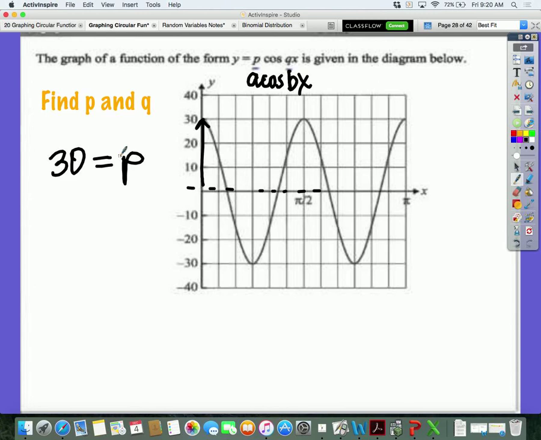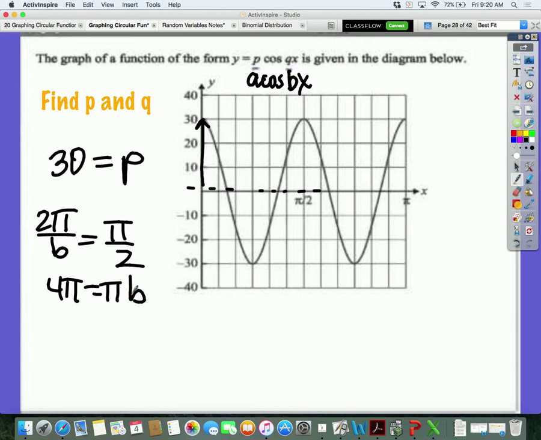Q is basically what my B would be, and that's 2 pi over B equals pi over 2. Because to find B, or to find Q in this case, I need to know what my period is, which is pi over 2. Cross multiply, divide, and yes, B equals 4, which means that Q is 4. Very good. This is an IB problem if you hadn't noticed by the wording and font. This is part A of the problem.